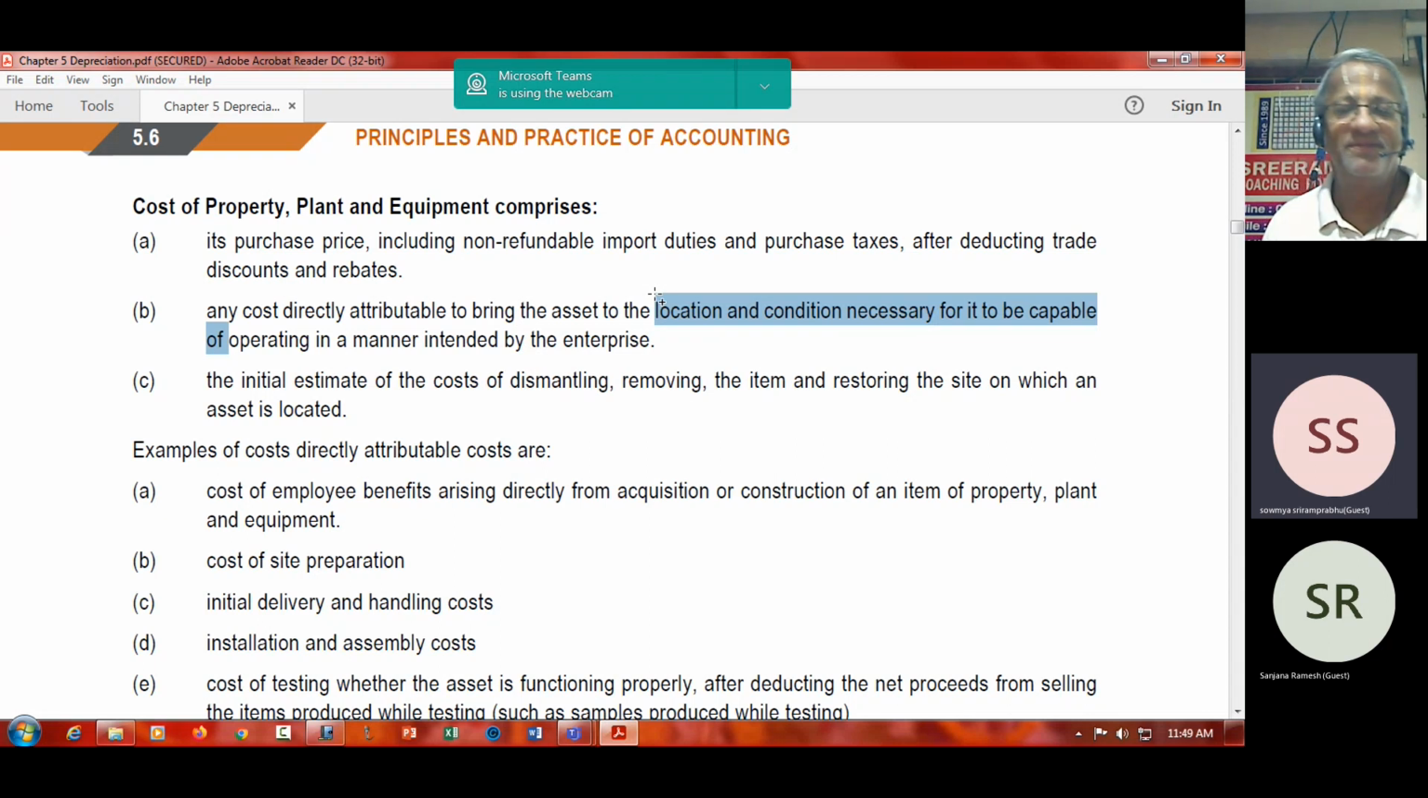This is my point of this. Examples of cost directly attributable. You have not conveyed what is disbanding. Now I will tell you what are disbanding charges.